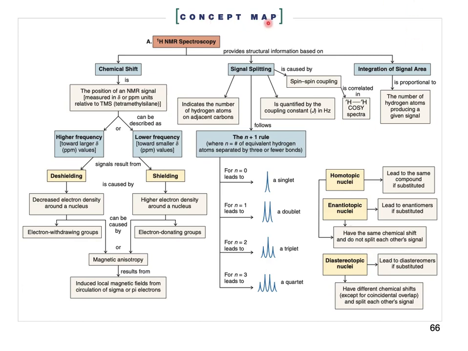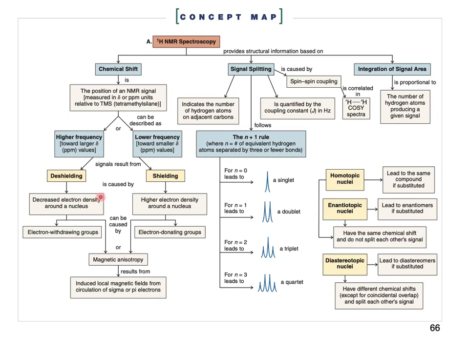So this is a concept map. By this you can easily understand what NMR spectroscopy is all about and what the important components are: chemical shift, signal splitting, integration. Chemical shift tells us about the chemical environment of the molecule. Signal splitting tells us information about the adjacent protons. Integration tells us the number of hydrogen atoms producing a given signal, right?